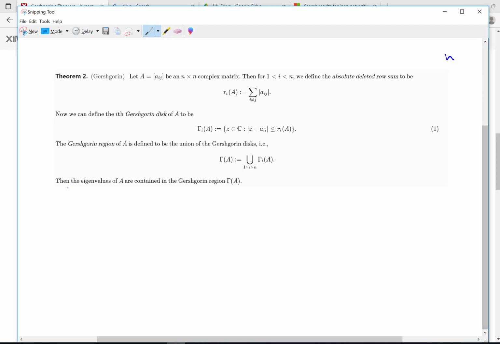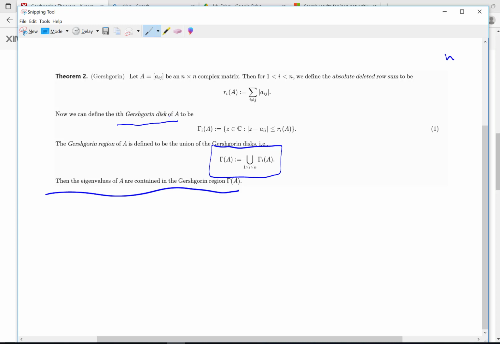The conclusion of the theorem is that the eigenvalues of A are contained in the Gershgorin region gamma of A. That's a capital gamma, which is the Greek G. And it's defined in the equation right above it. It says that gamma of A is defined to be the union of the gamma I of A's. Now these gamma I's are Gershgorin disks. And it says the union as I ranges from 1 to n.